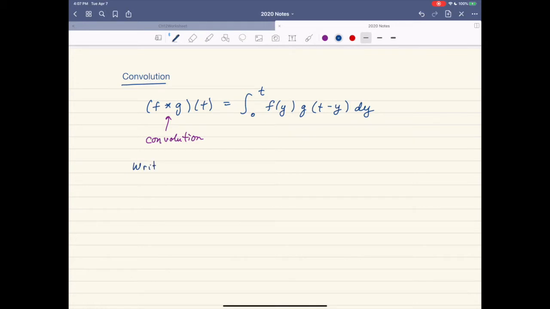So this is called the convolution of f and g. Sometimes, just out of convenience, we'll write f convolved with g of t as f of t convolved with g of t. Okay, so that's just really a matter of convenience.